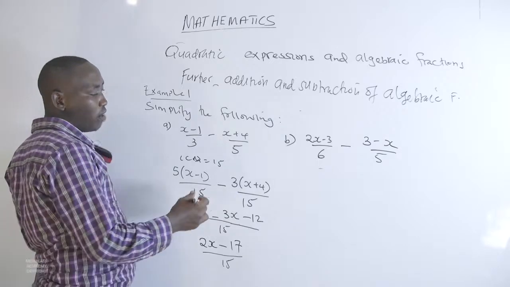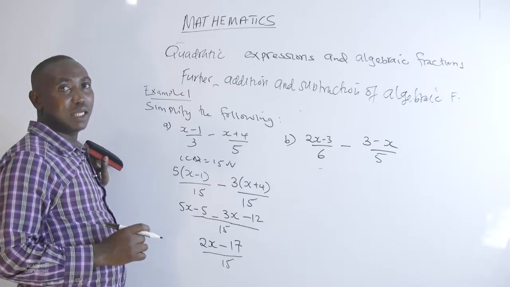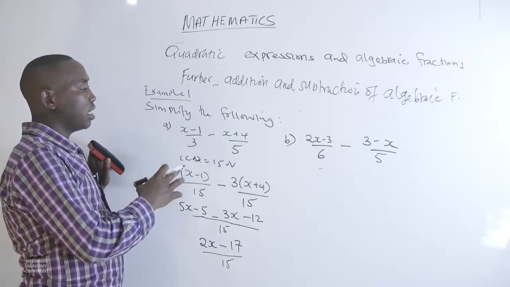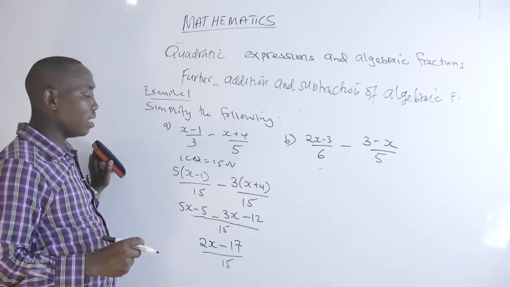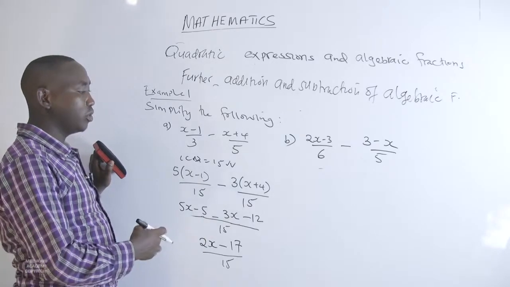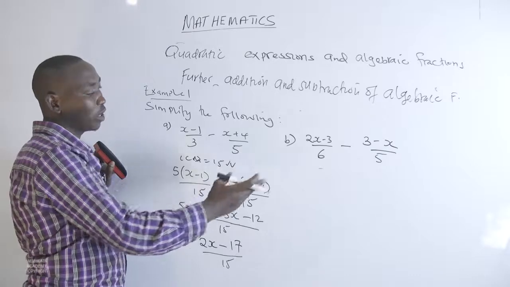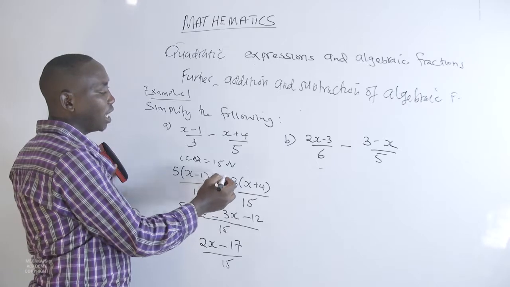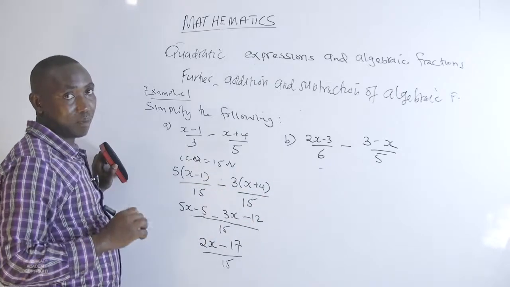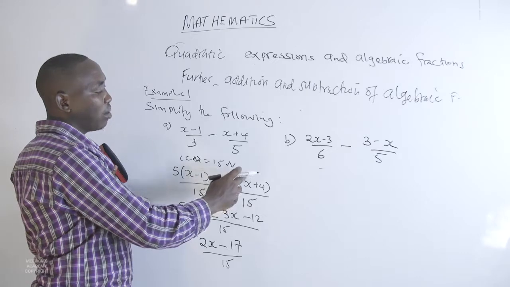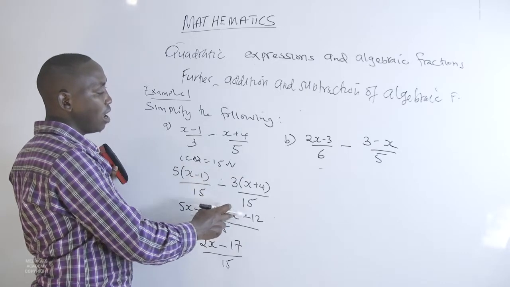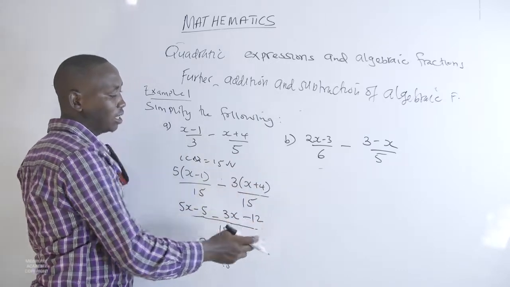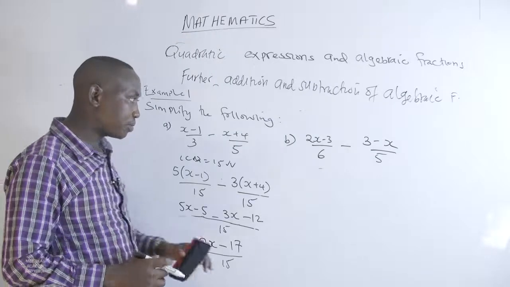So you can see, first we look for the LCD, that is the least common denominator. Then we express the two fractions using the LCD. Then you move on to subtract, and for you to subtract you have to expand or open up the brackets. You should be very careful of the sign outside the bracket and the sign inside the bracket. If you have a negative multiplied by a positive number, the result is a negative number. If you have a negative multiplied by another positive, the result is a negative number.